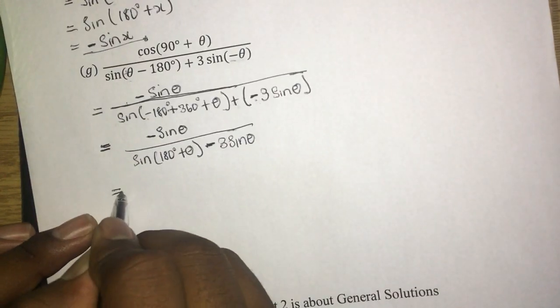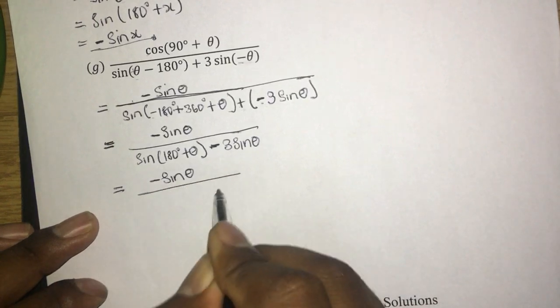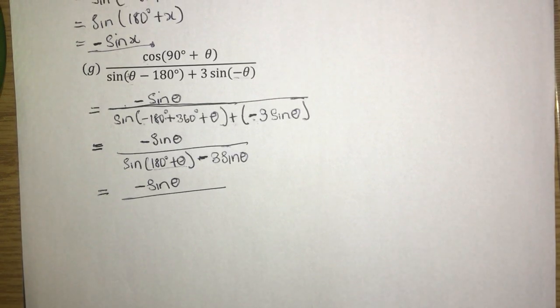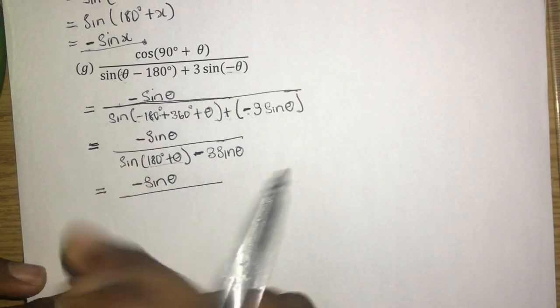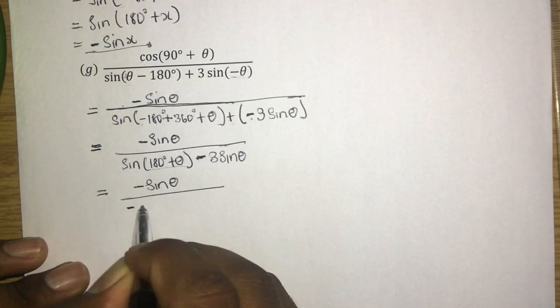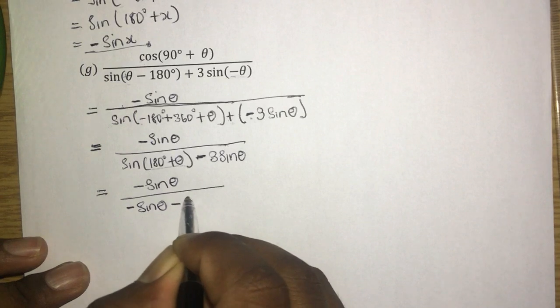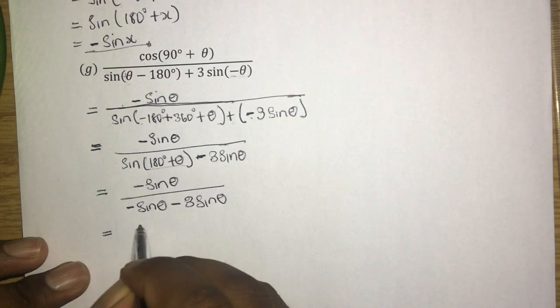Then let's simplify this further. Negative sine theta divided by, which quadrant is 180 plus? It's on the third quadrant. That is correct. Third quadrant, because it's above 180. Which trig ratio is positive in the third quadrant? Only tan is positive, which means sine is negative. So we'll put the negative sign there, sine theta. Then it will be minus 3 sine theta.